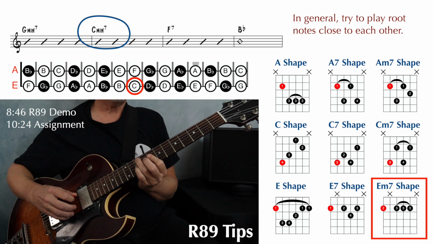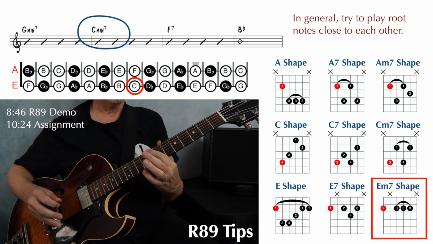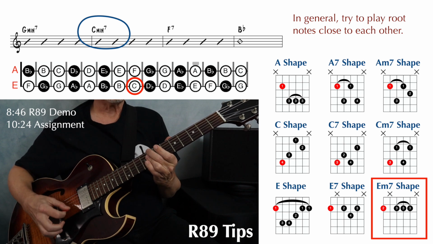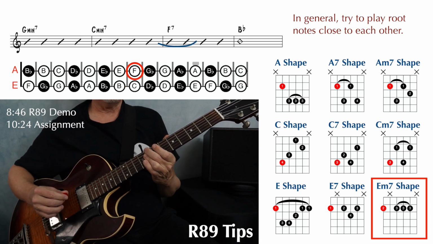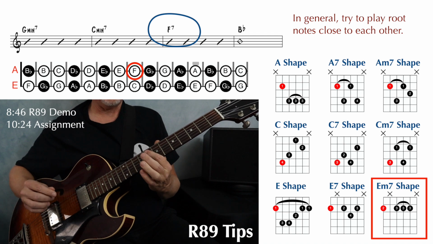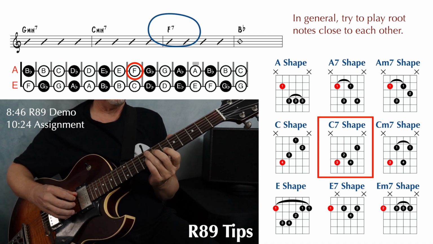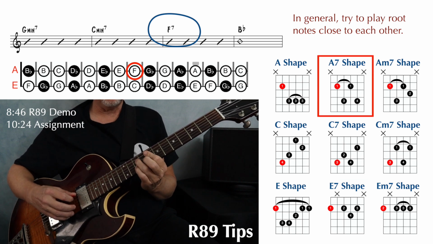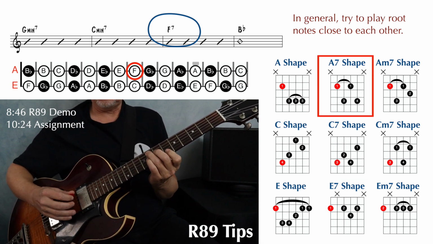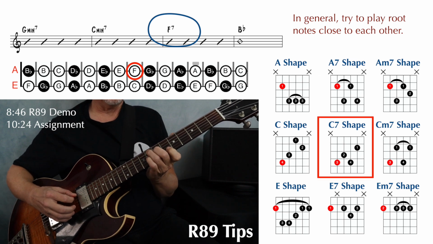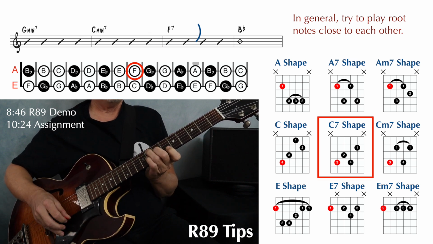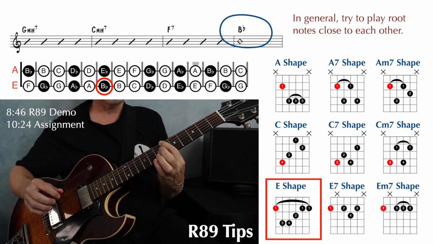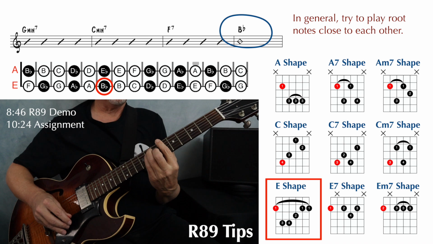Next, a nice close C for our C minor 7, right here at the 8th fret, and that would be with the E minor 7 shape. And then a nice close F for our F7, 8th fret, and I would use the C7 shape for this one. You could use the A7 shape, no problem, but I like the C7 shape quite a bit, so that's what I usually use. And then a nice close B flat root note from there is at the 6th fret on the 6th string, and that will be with the E major shape.